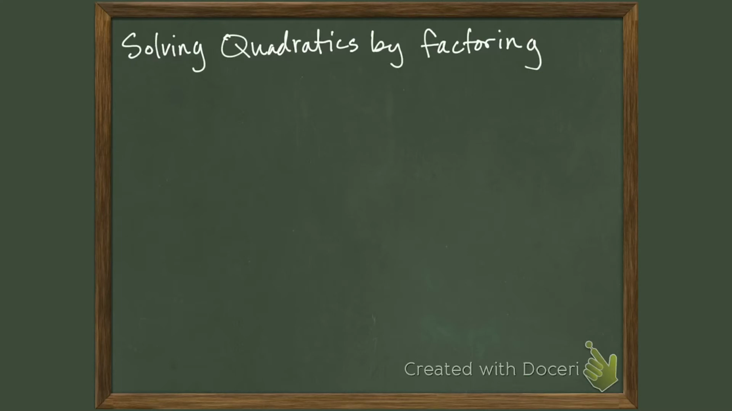So to solve quadratics by factoring, they're gonna give you a problem like this. X squared plus 5x plus 6 is equal to 0. And they're gonna say solve for x. Okay, well, step 1, we need to factor, using one of the 4 or 5 different methods that we've talked about.